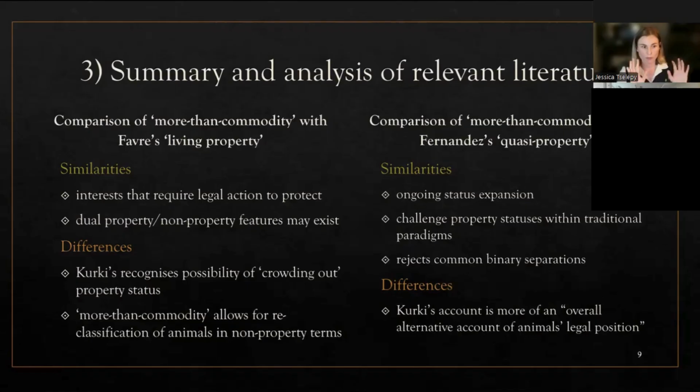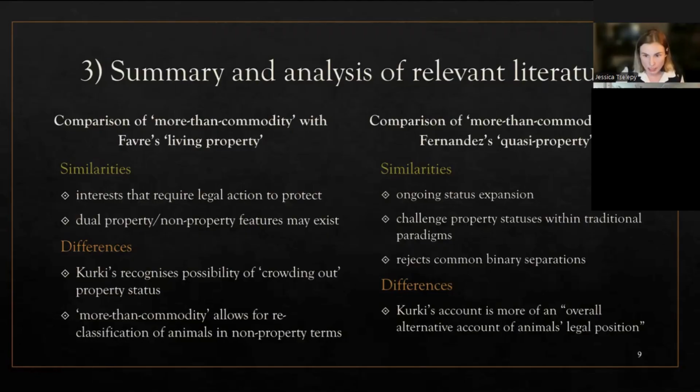Okay, that's Favor and Kirky. What about Fernandez and Kirky? So, in defining quasi-property, Fernandez writes that given the changes we have seen in how non-human animals are viewed, it becomes less and less plausible for the law to label all non-human animals as property, full stop, and for that to be the end of the discussion. "Quasi better captures the flux." End quote. She argues that, quote, "quasi-property, quasi-person is a good temporary heuristic to help us organize our rapidly changing ideas about how to structure human relationships with non-human animals."